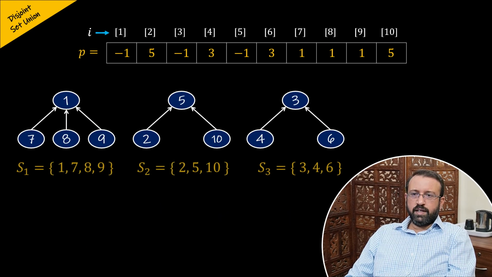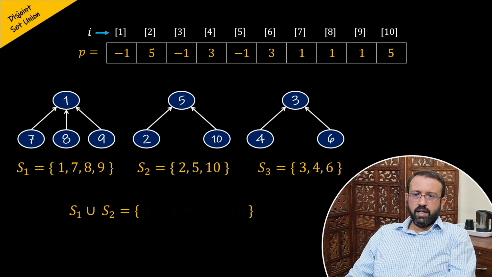For example, let us consider the disjoint set S1 with the elements 1, 7, 8, and 9. The disjoint set S2 with the elements 2, 5, and 10. And the disjoint set S3 with the elements 3, 4, and 6. The union operation on disjoint sets S1 and S2 is the set containing all the elements of the disjoint set S1, that is the elements 1, 7, 8, and 9, together with all the elements of set S2, that is the elements 2, 5, and 10.